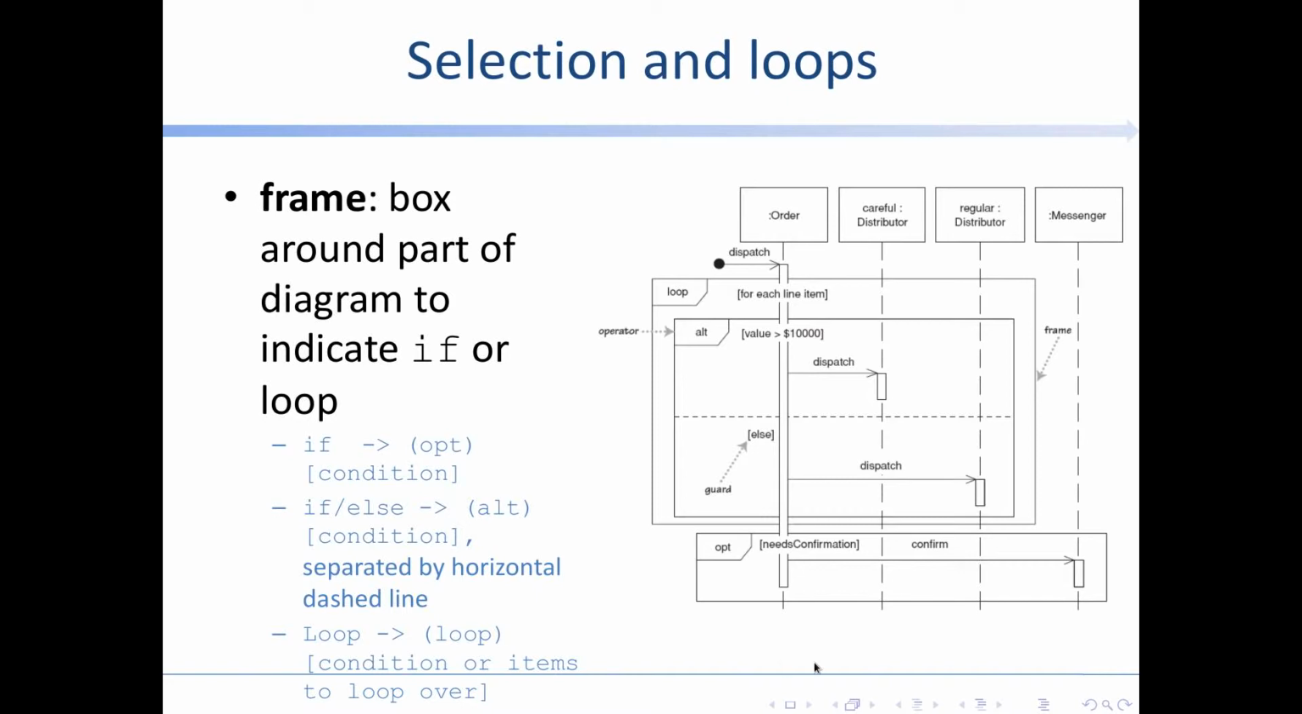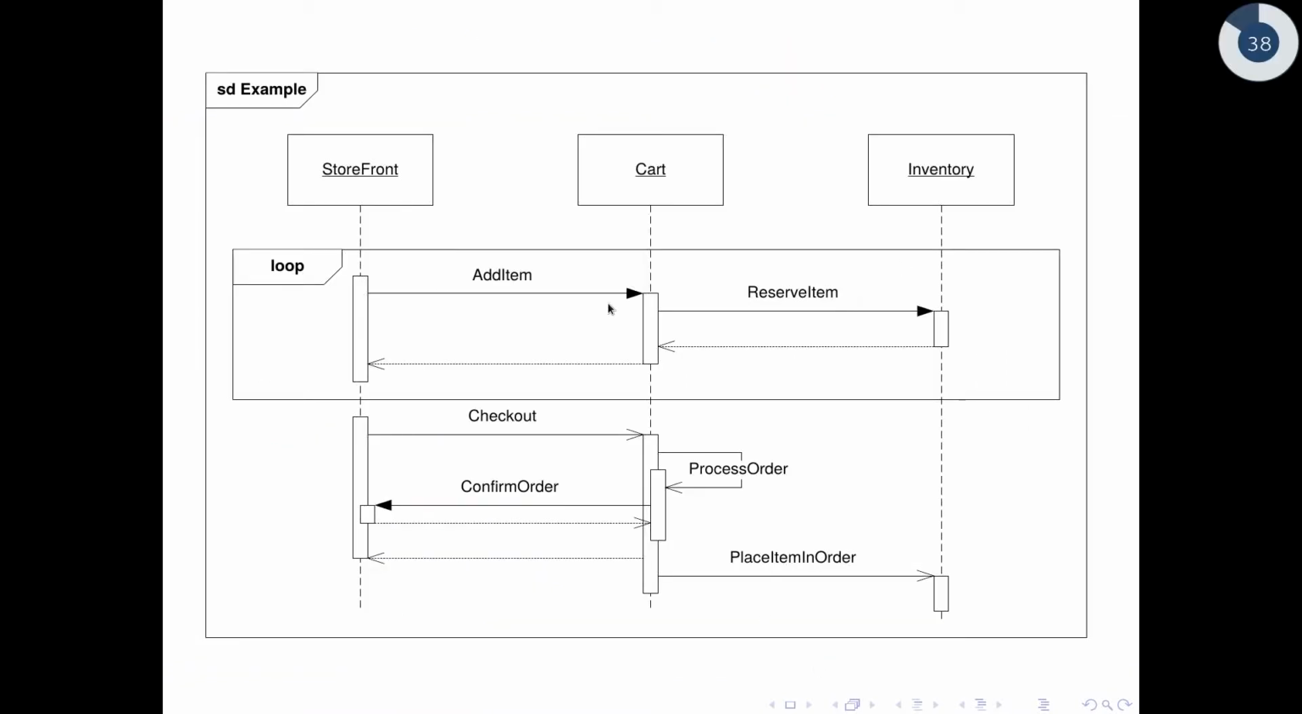Okay. Next slide is an example. Another storefront with a cart and inventory. There's a loop where you're in the storefront, on the website, adding stuff to your cart: add item, return, add item, return. Whenever you're doing that in the cart system, the cart object is going to reserve the item from the inventory so that somebody else cannot buy it, because you already marked it to be bought.